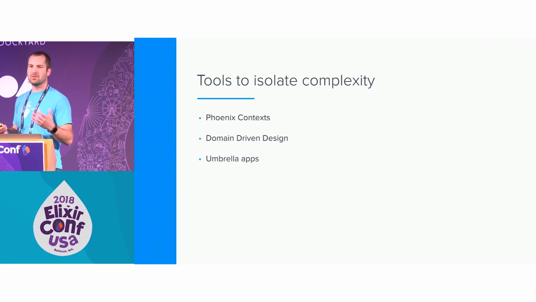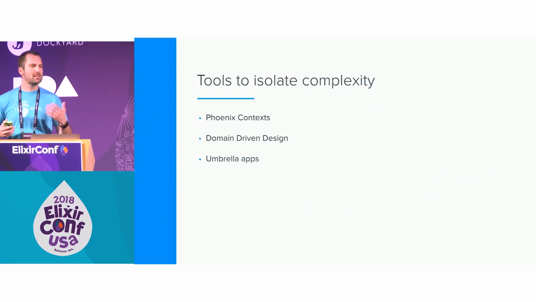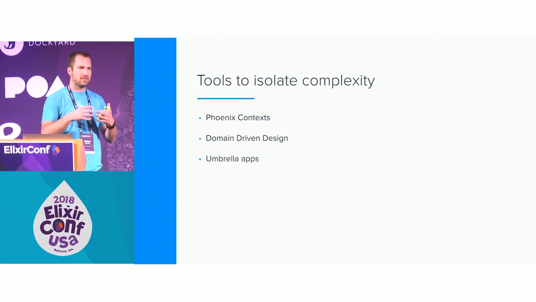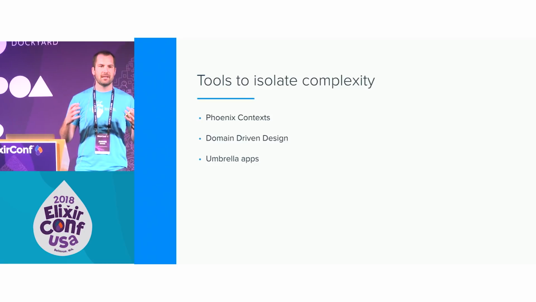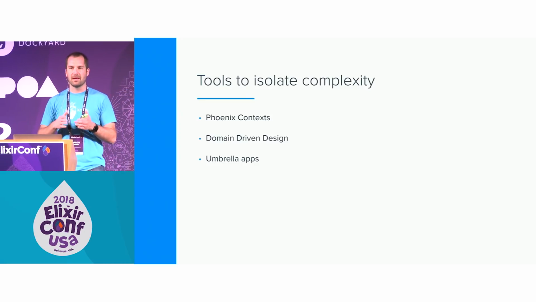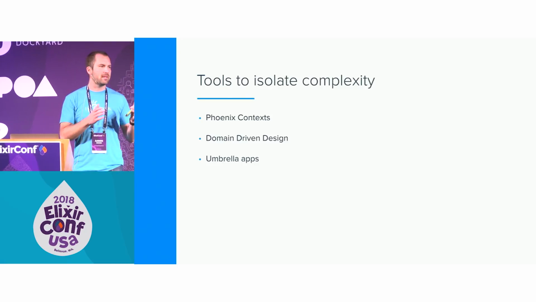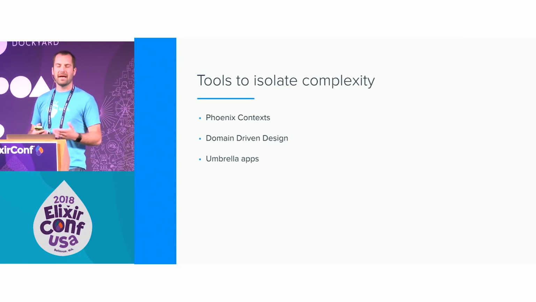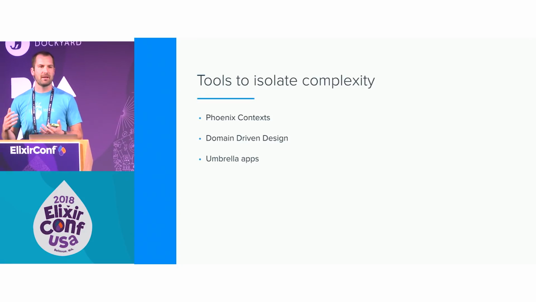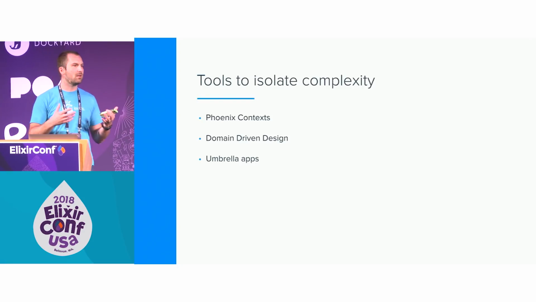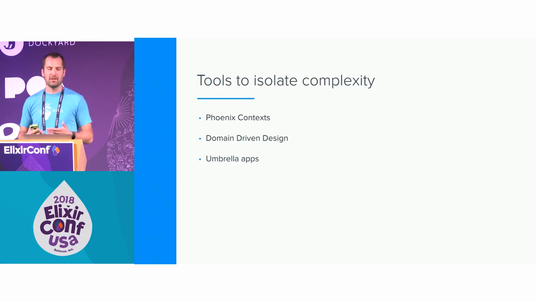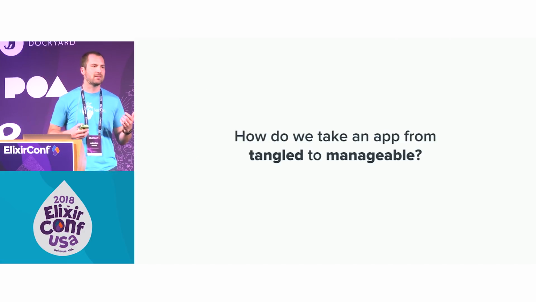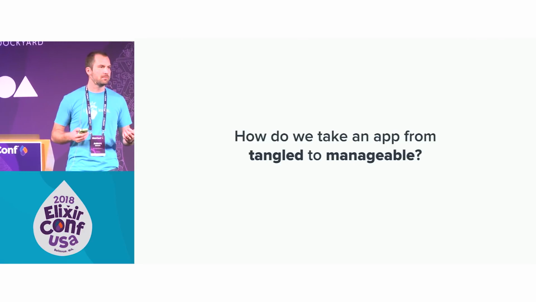So there's a lot of tools out there to isolate complexity. Things like Phoenix Contexts and domain-driven design, which encourage breaking off different components of your app and dealing with those separately. Things like you might break out billing and break that away from emails or metrics or notifications. There's also umbrella apps that allow you to break your app apart even further. And these are all helpful tools that you can use, but how do we use them? And really, how do we take a tangled app and make it manageable?